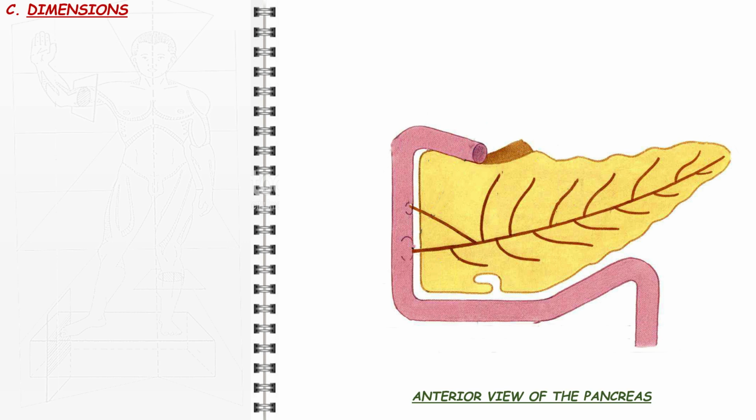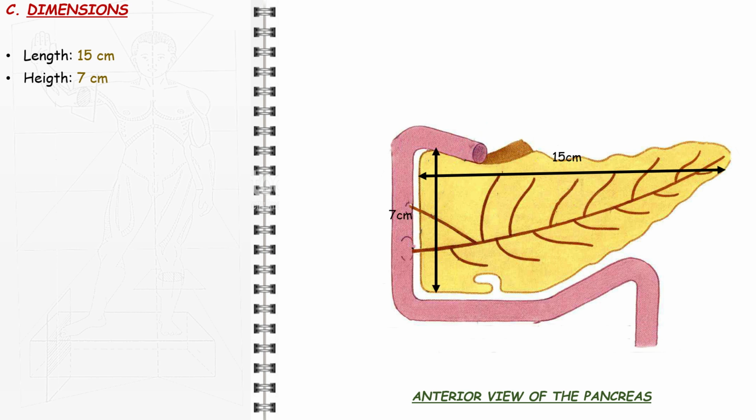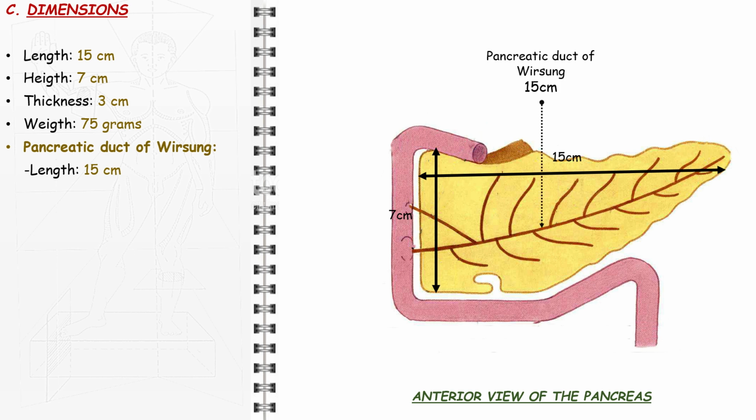The pancreas is 15 cm long, 7 cm high at the head, 3 at the neck and 4 at the body, and 3 cm thick and weighs 75 grams. The pancreatic duct of Wirsing is 15 cm long and its internal diameter measures 4 mm. The accessory pancreatic duct of Santorini is 7 cm long.